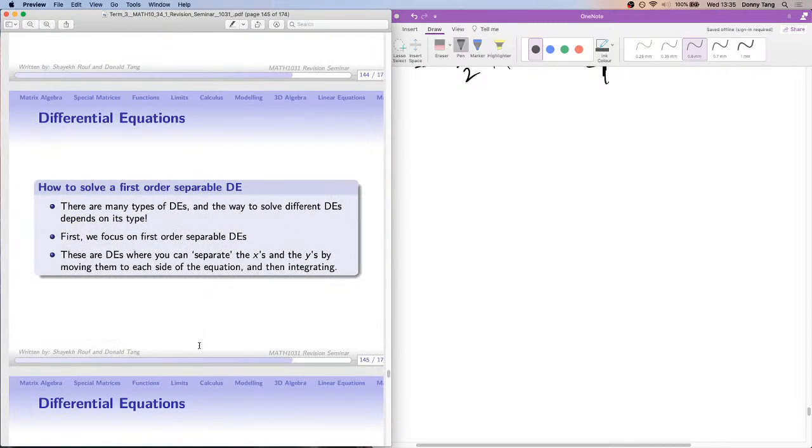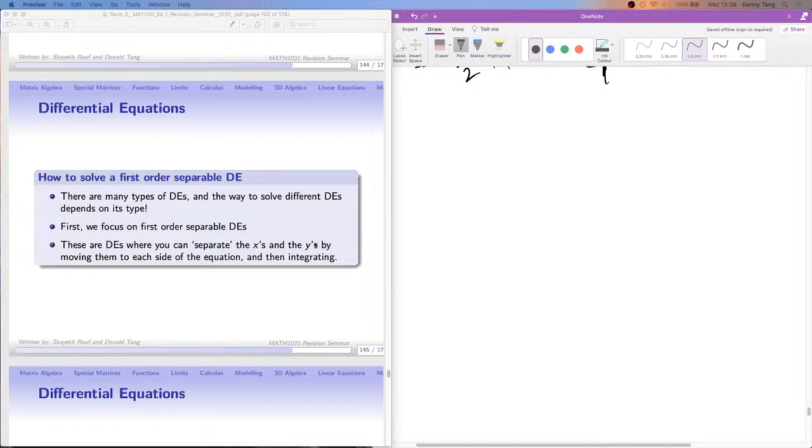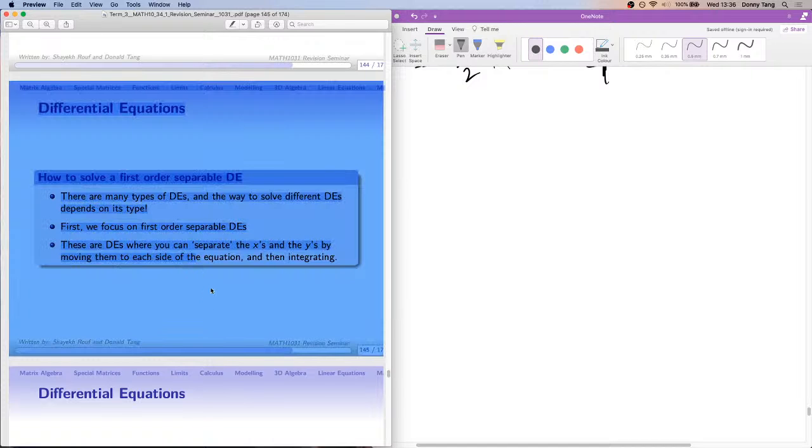How to solve a first order separable DE. There are many types of differential equations, and the way to solve them depends on their type. First, we focus on first order separable DEs. These are differential equations where you can separate the x's and the y's by moving them to each side of the equation, then integrate. All right, so that's why it's called separable, because you can separate the x's and the y's.